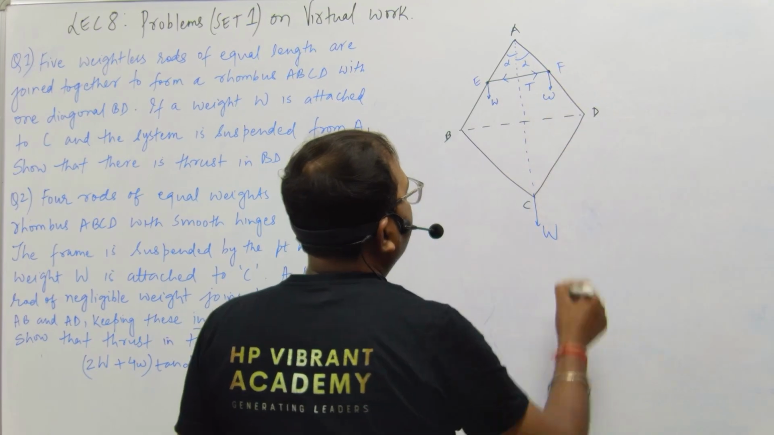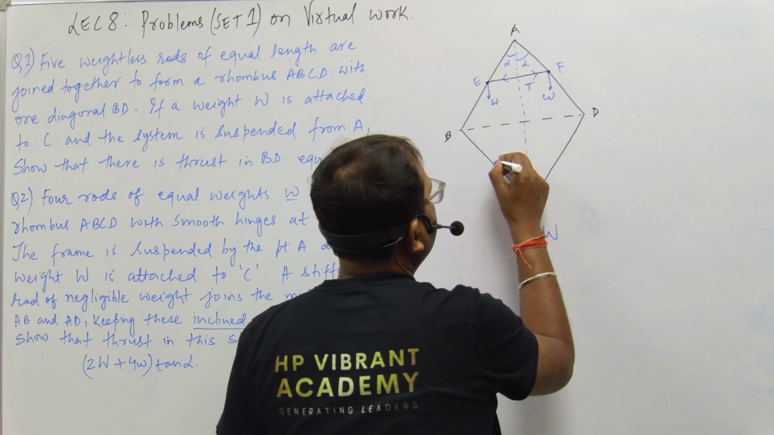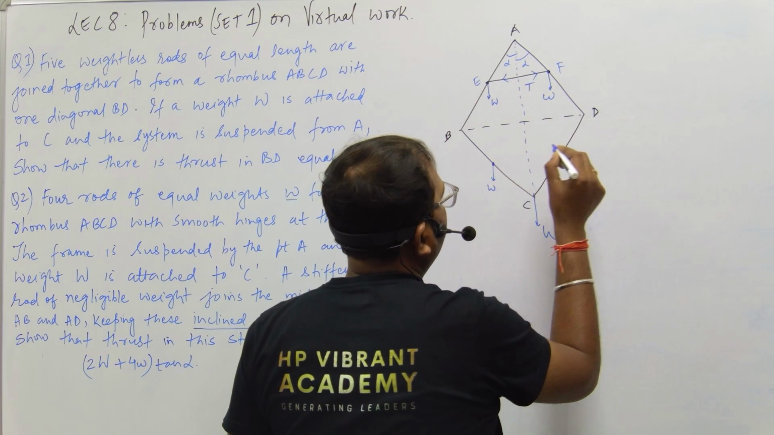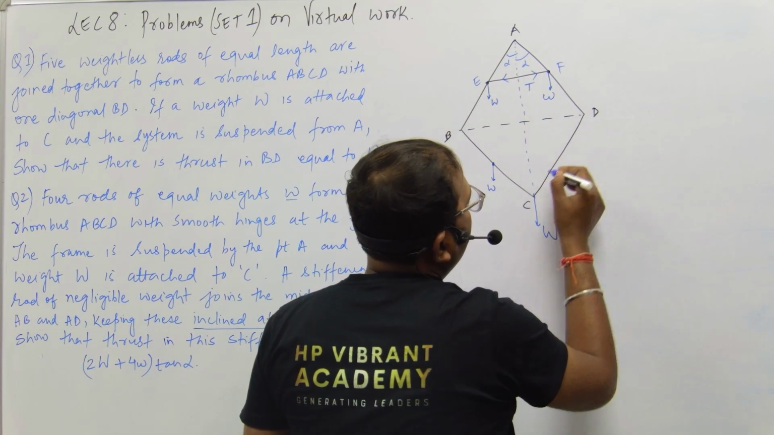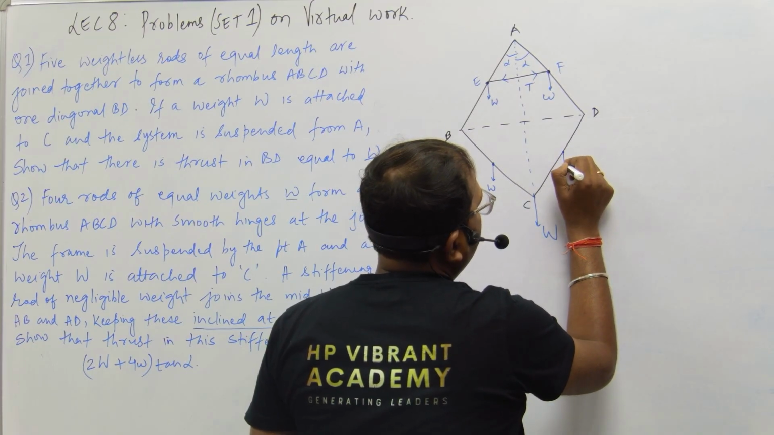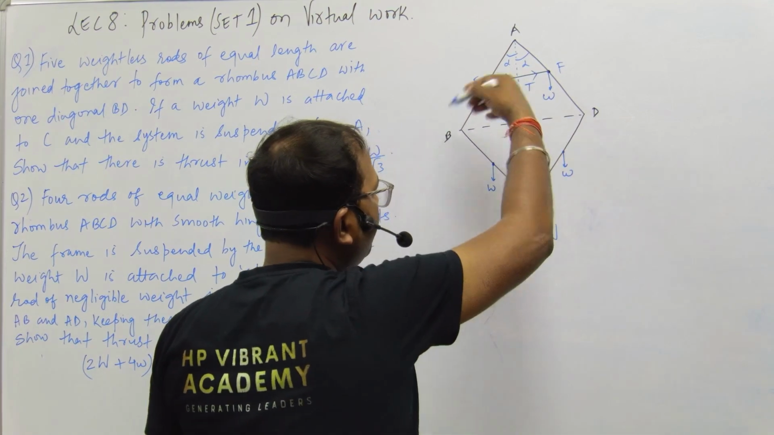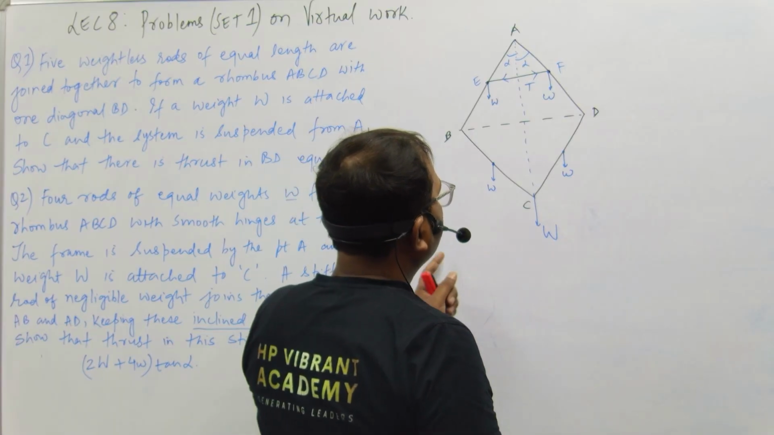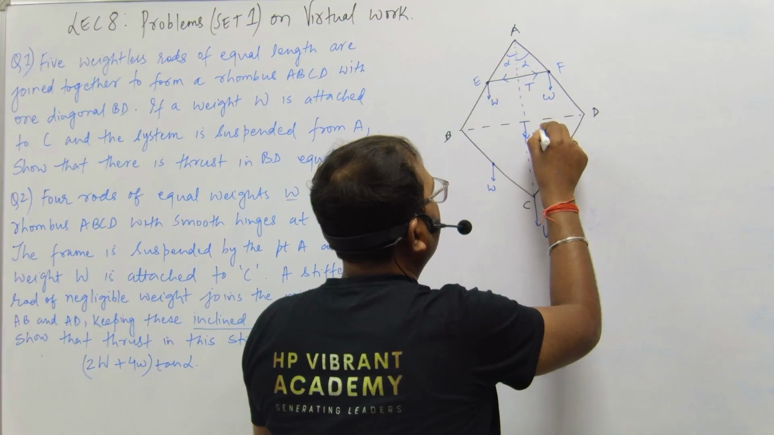And let us mark the midpoints of BC and CD. So this is the midpoint of BC, so weight small w will act at this particular point. And the midpoint of CD is here, so the center of gravity will be here. So weight small w will act at this particular point. So the center of gravity of this whole system will act here.